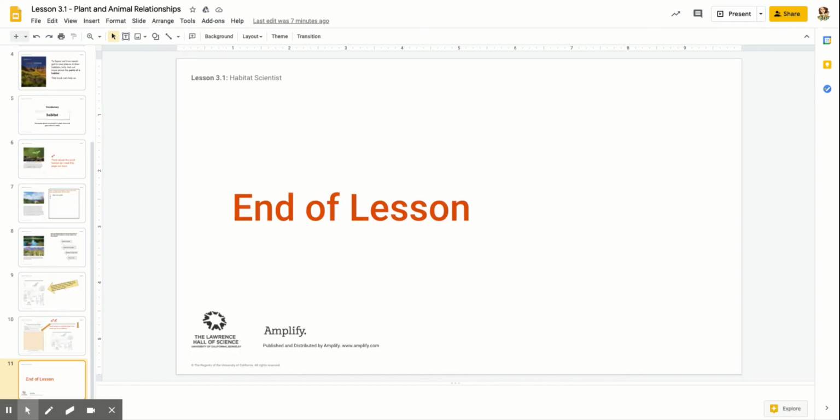Okay, boys and girls, I hope this lesson helped you to understand how seeds move to new places.